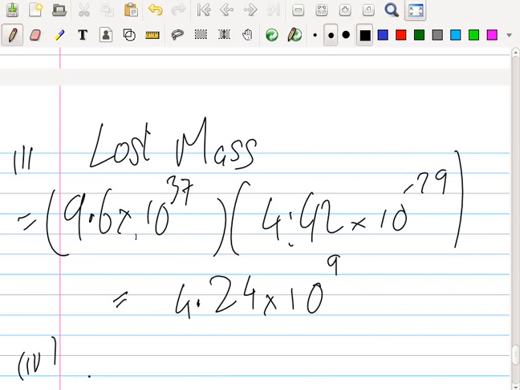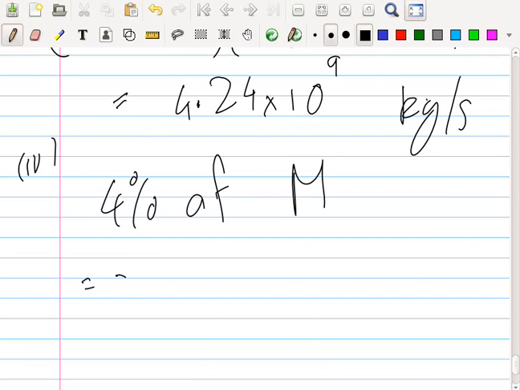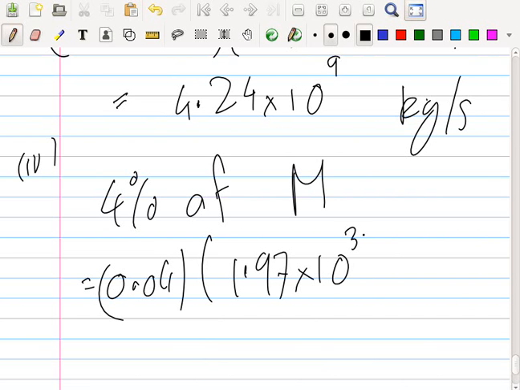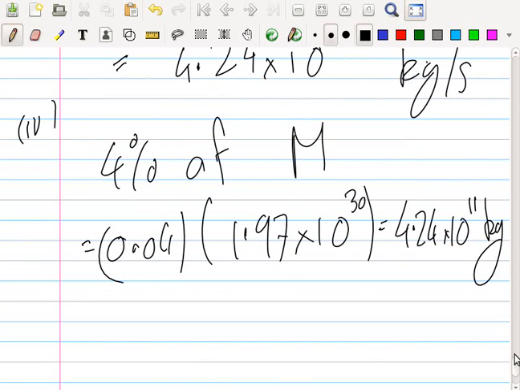Last part of this question. The sun can lose 4% more of its mass before this process stops. Oh, this is per second. How long until this happens? So 4% of the total mass, that equals 0.04. What's the total mass of the sun? We've got 1.97 times 10 to the 30. So that equals 4.24 times 10 to the 11 kilograms. So that's how much fuel it has left to burn.